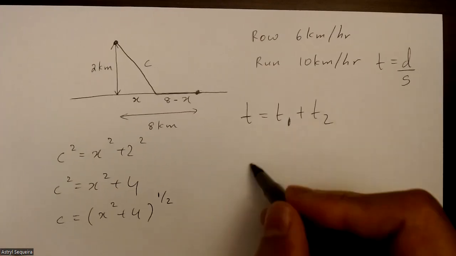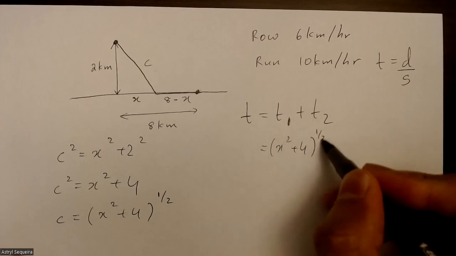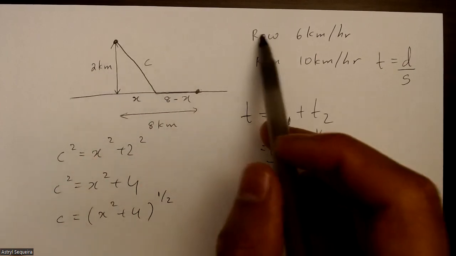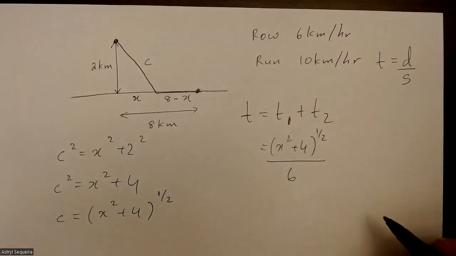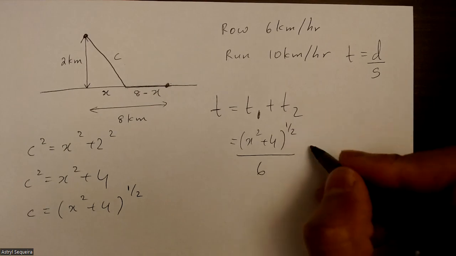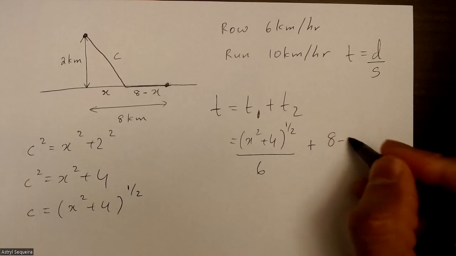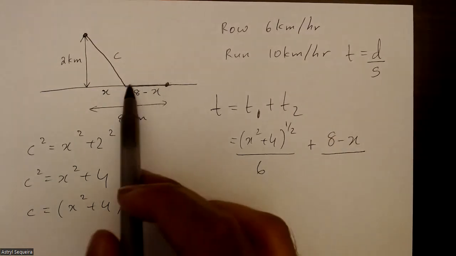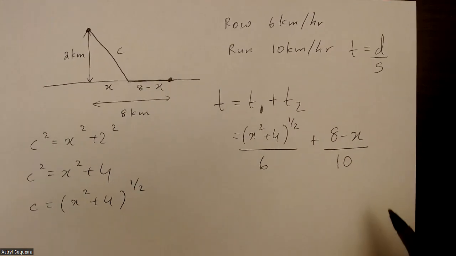which is (x squared plus 4) to the power of half. And my speed over here is the speed at which he rows, which is 6 kilometers per hour. My time 2 is my distance 2, which is just 8 minus x, divided by my speed 2, which is basically 10. That's the speed on land.